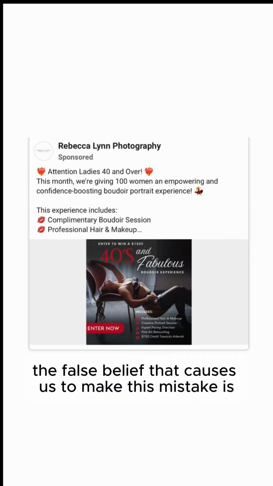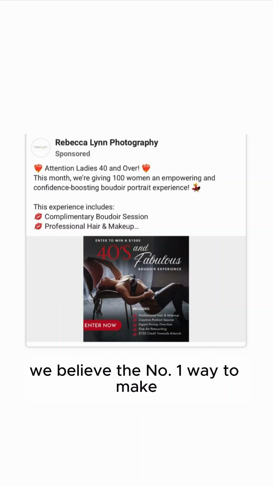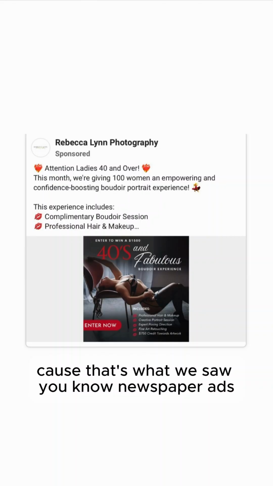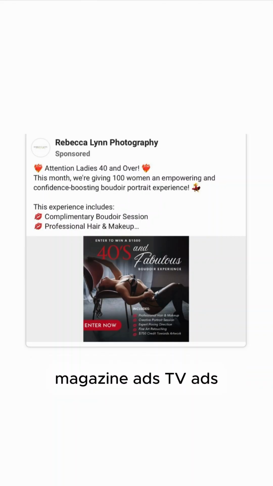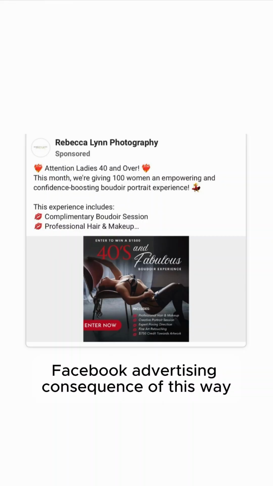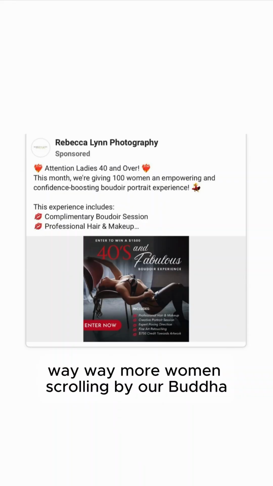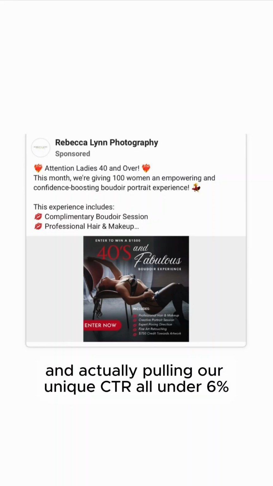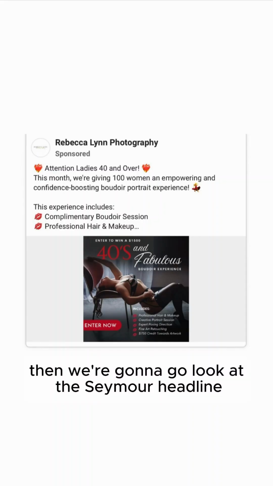The false belief that caused us to make this mistake is we believe the number one way to bring in buyers and the best way to run ads is to have our ad look like an ad, because that's what we saw: newspaper ads, magazine ads, TV ads, social media ads, other boudoir ads. But that is in fact 100% incorrect for social media Facebook advertising. The consequence is way more women scrolling by our boudoir Facebook ad than necessary, and actually pulling our unique CTRL under 6%.